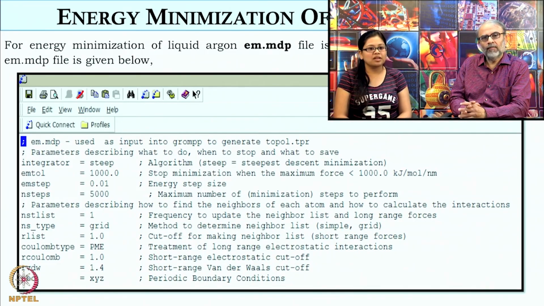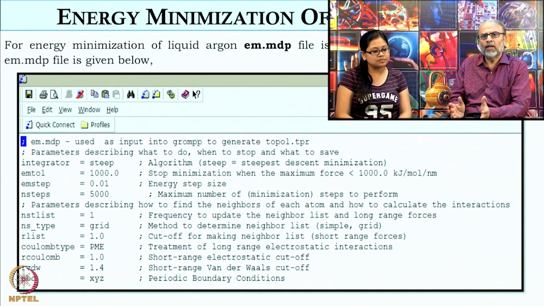Then is ns_type, which is grid. It is a method to calculate the neighbor list, the neighbors of a nearby argon atom. So we use the grid method to calculate it. Then is rlist, that is the cutoff for the neighbor list, which is 1 nanometer. That means anything beyond 1 nanometer is not a neighbor of a given atom. We have to define the cutoff for the neighbor list also.